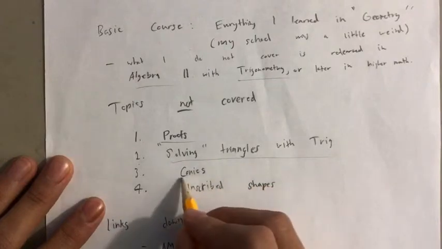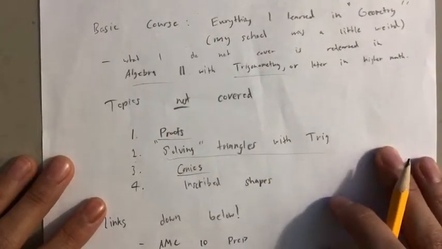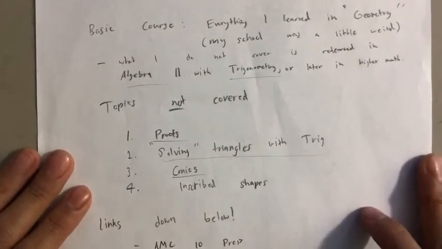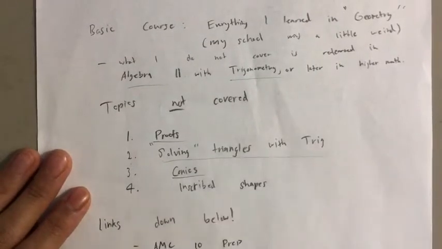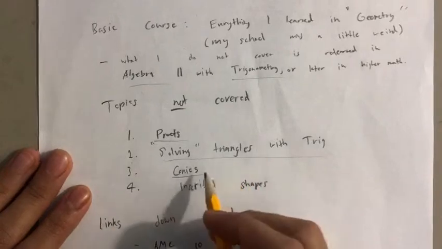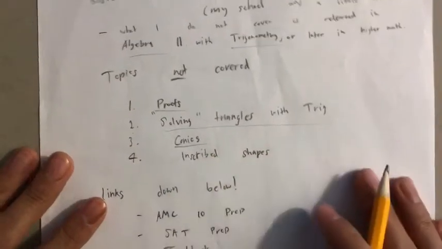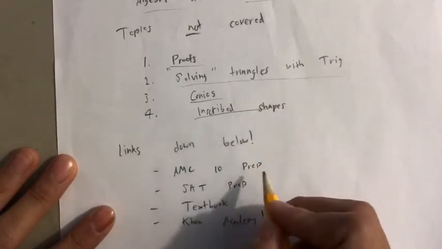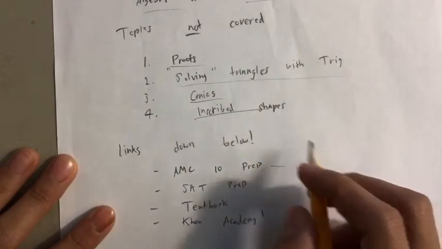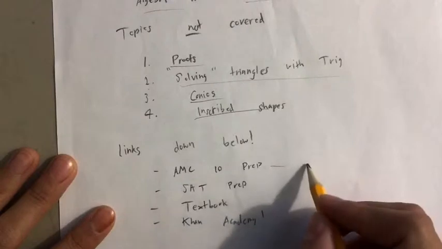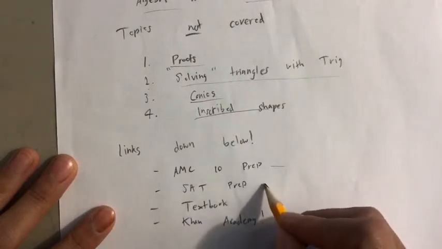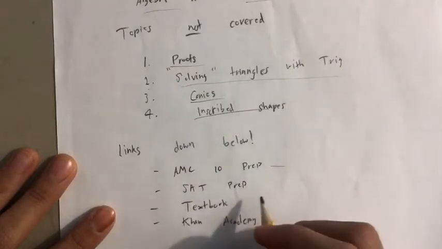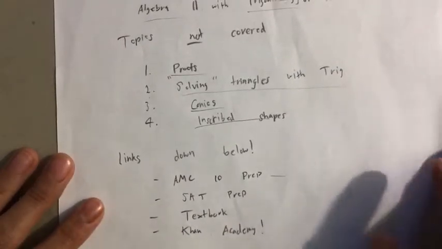Conics are also not learned. Some classes learn the equations of circles and other geometric representations of functions, but I'll not be covering that. And also inscribed shapes. There are links down below if you want to learn all this kind of stuff. Inscribed shapes are covered on the AMC 10, and other kinds of things are also on the AMC 10 that you learn in geometry. Also, SAT prep is also available in the links, textbooks, and some resources like Khan Academy.